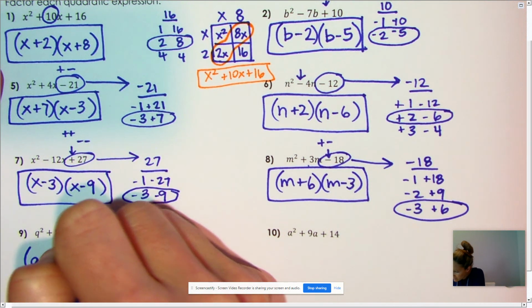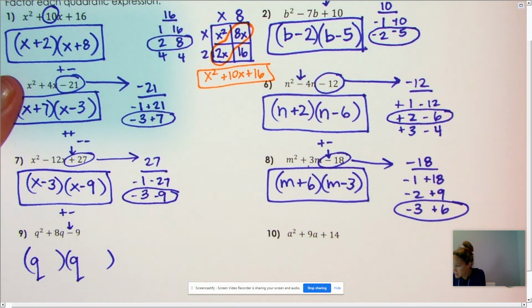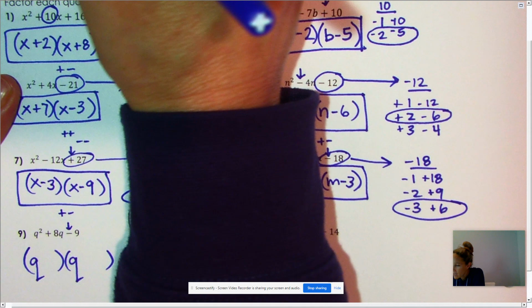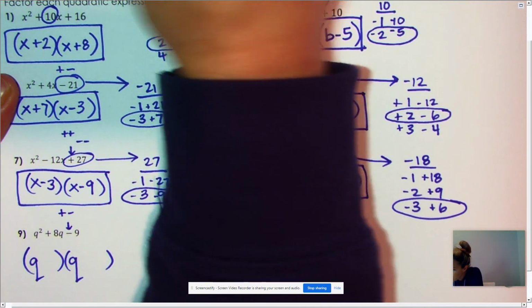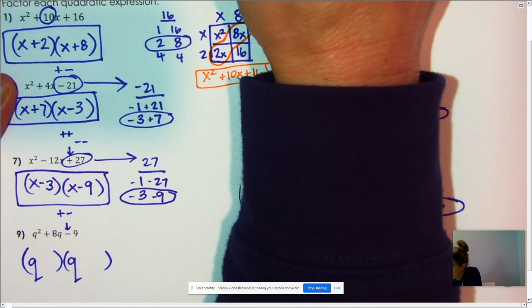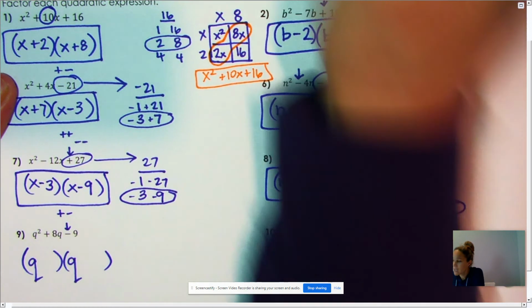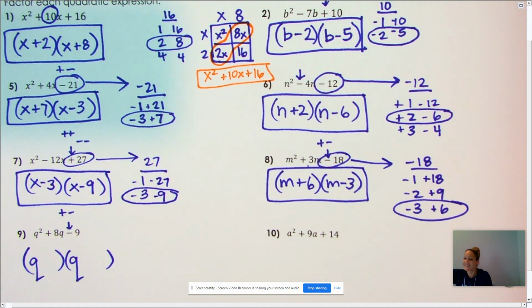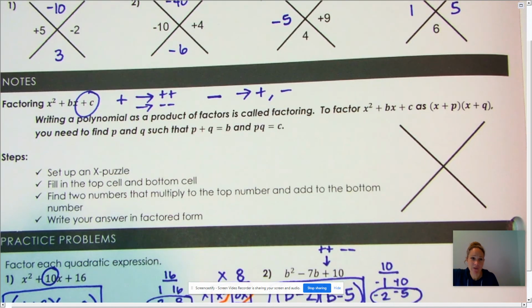This is a negative, so we know that we're going to have 1 plus and 1 minus. If you guys want to put that in your notes, if C is positive, you know it's either going to be plus plus or minus minus. If C is negative, you know it's always going to be a positive and a negative. Okay, oops. It would help if I showed you what I was writing.